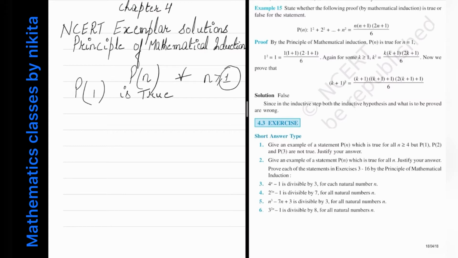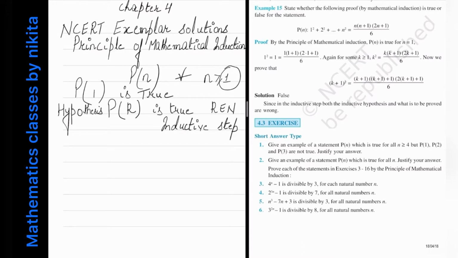Now next what we do is we assume that the statement is true for n equal to k, where k is some natural number. So that means we assume that P of k is true for some k belonging to N. This is your hypothesis, so this you are assuming. Now this step is known as inductive step, and then using the base case and the inductive step you prove that P of k plus 1 is true. So you have to show this, that P of k plus 1 is true.